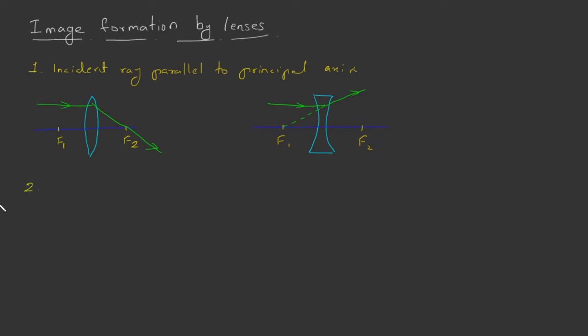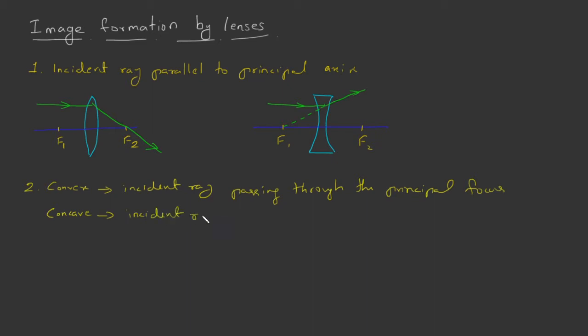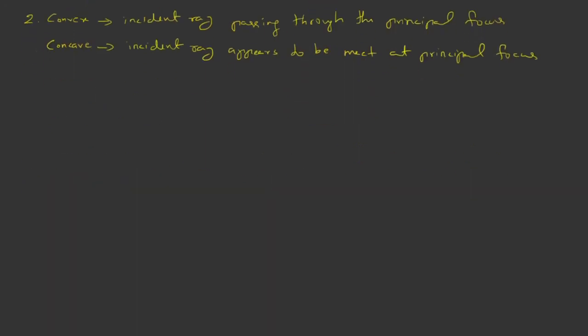The second ray we are going to consider here is for a convex lens, the incident ray passing through the principal focus. For a case of concave lens, the incident ray appears to meet at principal focus. So we are going to draw the figure for understanding it.